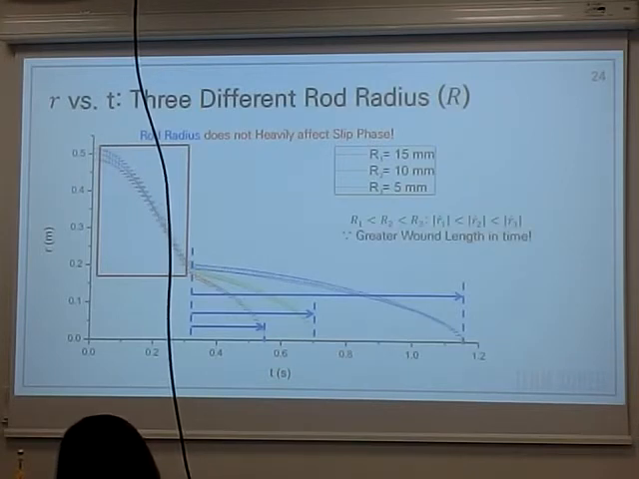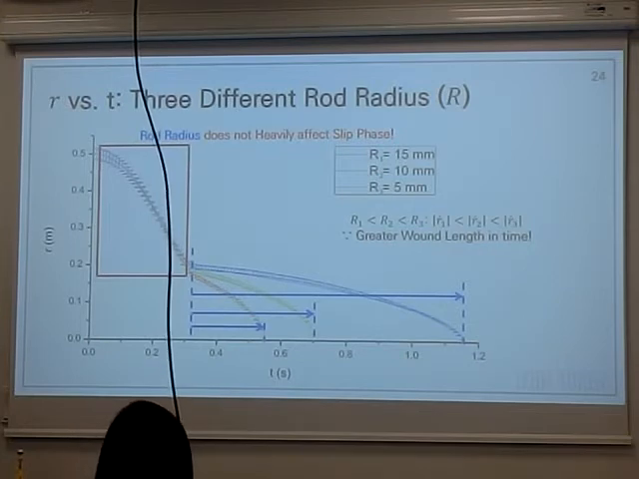And this can be explained by the following analogy. If the rod radius is greater, while the light load sweeps around the rod, the rate of the radius decrease will be proportional to the rod radius. Thus, if the rod radius is greater, there will be greater wound length in time. Thus, the rate of the radius decrease will be greater.